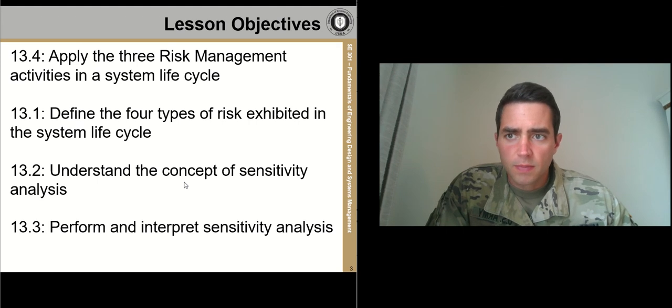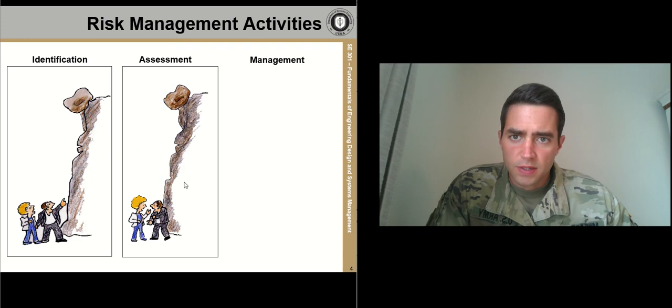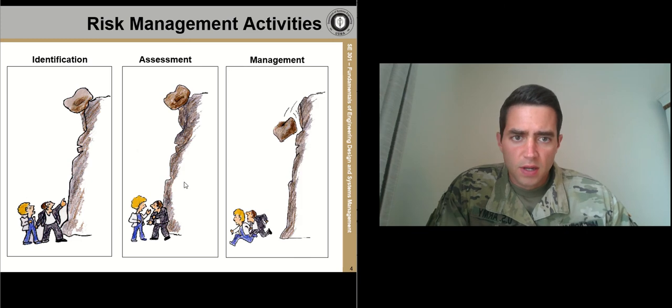First, apply the 3 risk management activities in a system lifecycle. Define the 4 types of risk exhibited in the system lifecycle, understand sensitivity analysis, and then perform and interpret sensitivity analysis. So here are the 3 risk management activities. The first one being identifying the risk, second one assessing the risk, and the last one managing the risk appropriately.